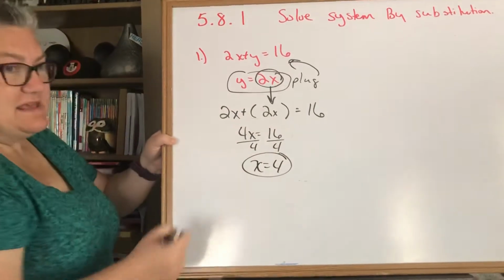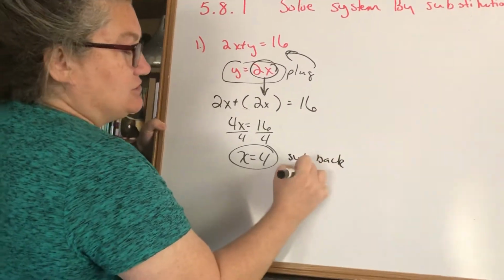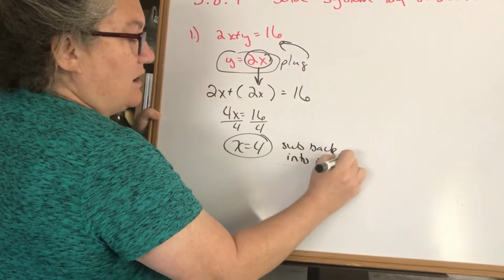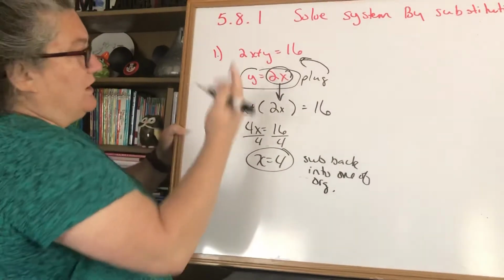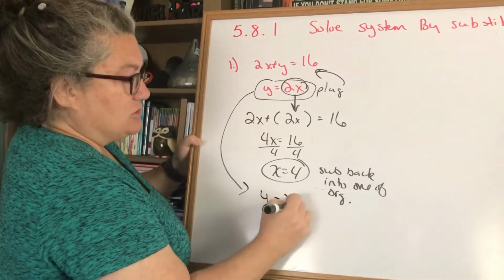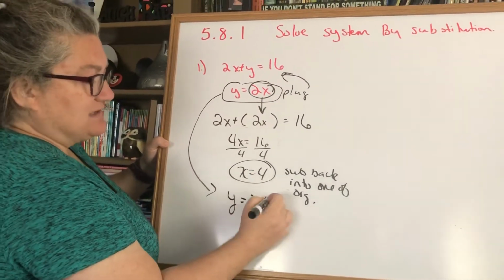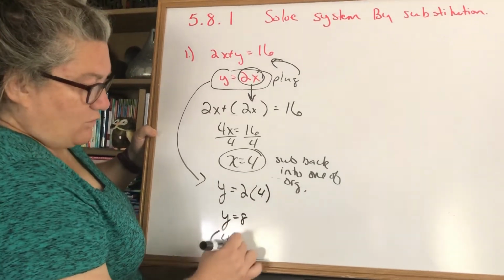So now we're going to take this and sub back into one of the original equations. It doesn't matter which one, whatever one you want. I usually take the easier of the two, and y equals 2 times x. What is x? X is 4, so y equals 8. Our ordered pair is (4, 8).